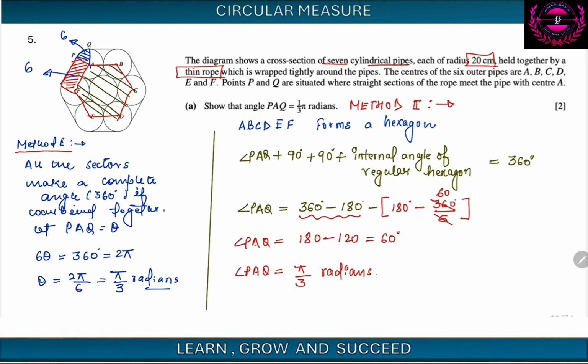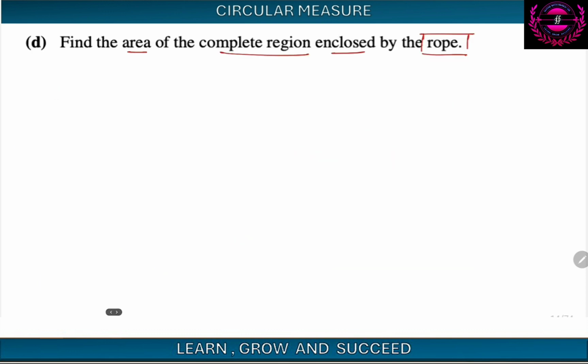Now for the rectangle, length is again 2r, and breadth is radius. For the sector, we have radius again r, which is 20, and angle we have already calculated, pi by 3. So let us find the area of the cross section. Let's move to the question.